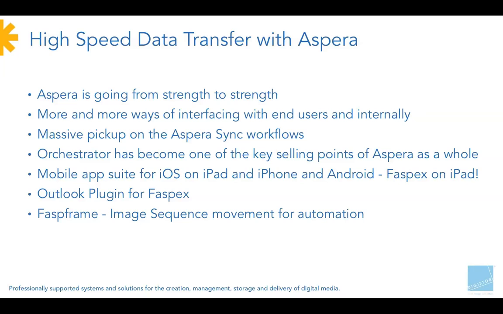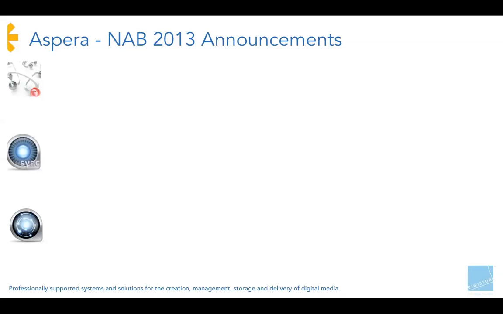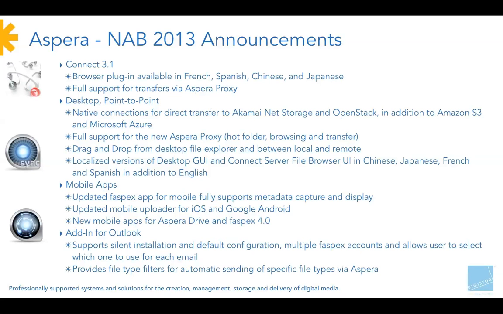Similarly, in terms of the automation side of things, you've got the Aspera Orchestrator, which I'll go into later as well. So I'll show you that. There's all the mobile apps. There's the Outlook plugin for FASPex. Just heaps and heaps coming out of NAB. So NAB announcements, the main ones I'd probably suggest looking at are the desktop point-to-point, being able to push material up and down with Amazon and Azure.